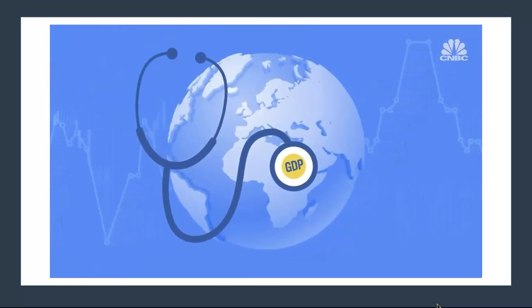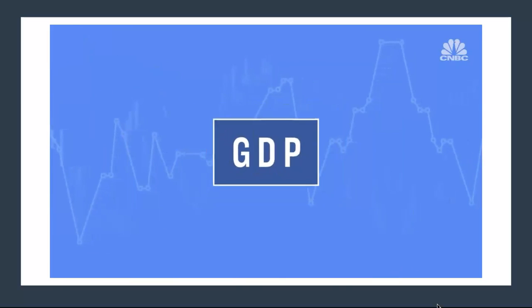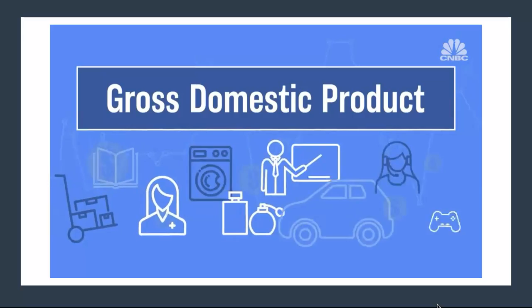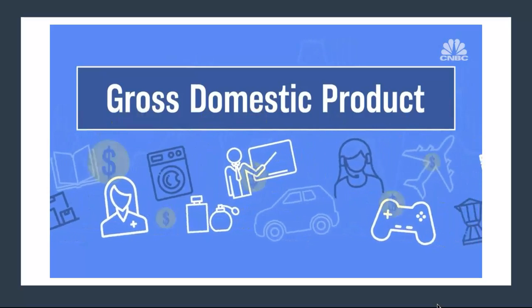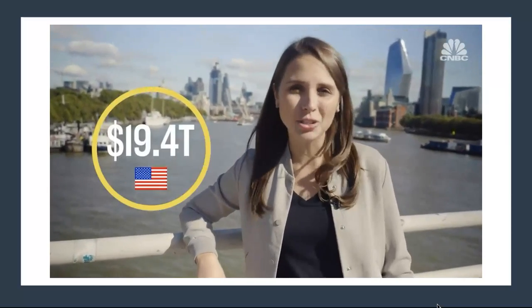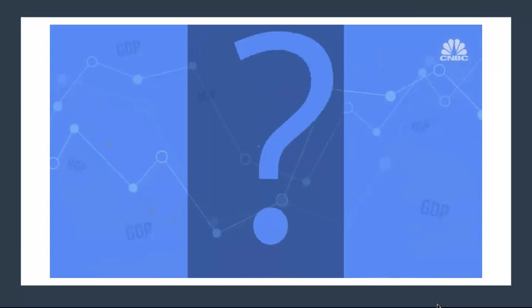GDP is an important gauge of the overall health of an economy. It stands for Gross Domestic Product. Simply put, GDP measures the total value of all goods and services in a country. That means it measures a lot of stuff worth a lot of money. Here in the UK, GDP is around $2.5 trillion per year. In the United States, the world's biggest economy, it's around $19 trillion every year. How do you get to these numbers?